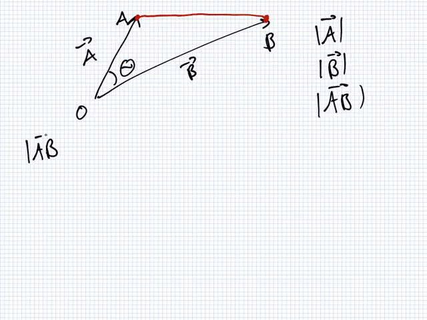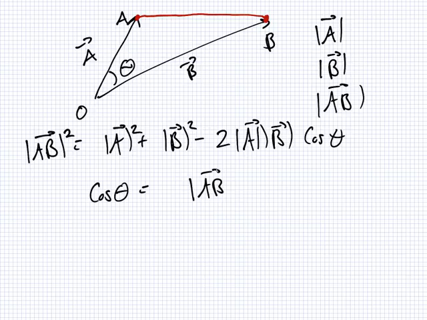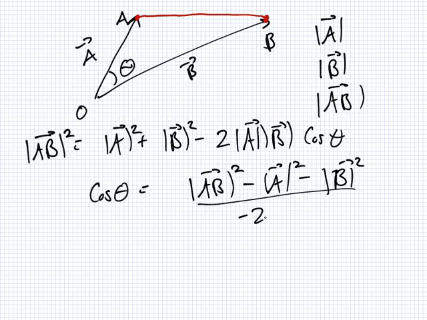So you could say AB squared equals A squared plus B squared minus twice AB cos theta. Now what are we looking for here? We're looking for the cos theta, so that would be AB squared minus A squared minus B squared all over minus 2AB.